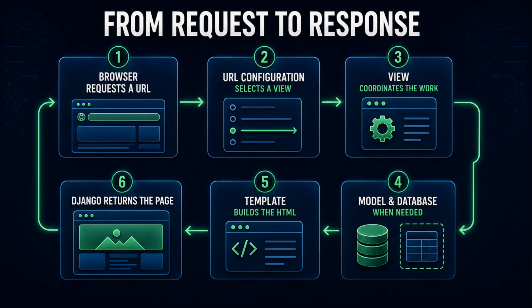Every Django page begins with a request from a browser. The browser asks for a URL, and Django's URL configuration determines which view should handle it. The view coordinates the work. If the request needs stored information, the view uses a model to read or change data in the database. When the necessary work is complete, the view supplies information to a template. The template combines that information with HTML, and Django returns the finished page to the browser. Not every request needs database access, which is why the model step is conditional.